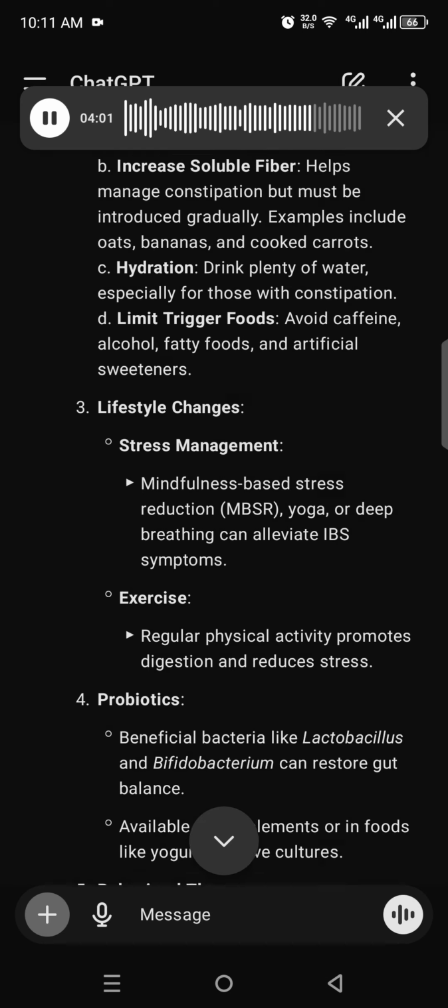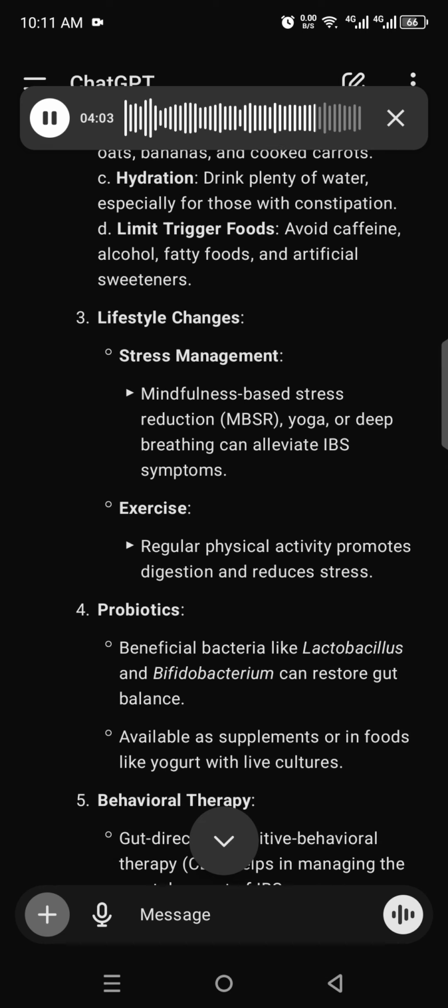3. Lifestyle changes. Stress management. Mindfulness-based stress reduction, MBSR, yoga, or deep breathing can alleviate IBS symptoms. Exercise. Regular physical activity promotes digestion and reduces stress.